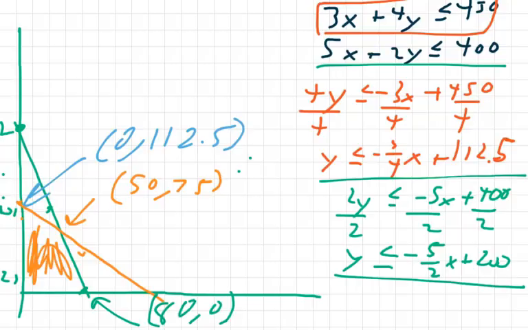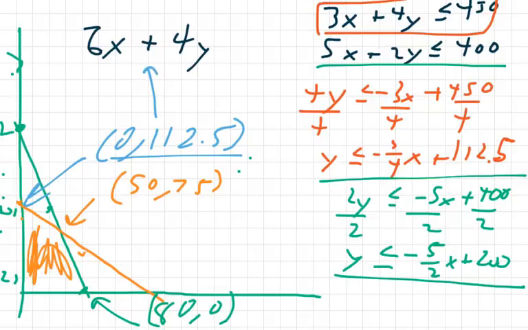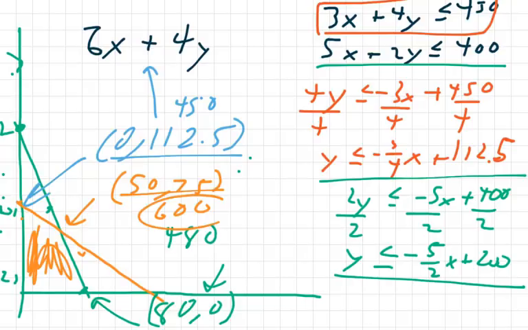Now we're going to put this in the equation. I'm not going to worry about 0, 0 because we're obviously not going to sell nothing. And we're going to put it into the equation of how much money we make on the bike, which is 6x, plus how much we make on the tricycle, which is 4y. So when I plug this number into this equation for x and y, it turns out to be $450. When I put this number in, it turns out to be $600. And when I put in 80, 0, it turns out to be $480. So the maximum profit is $600.